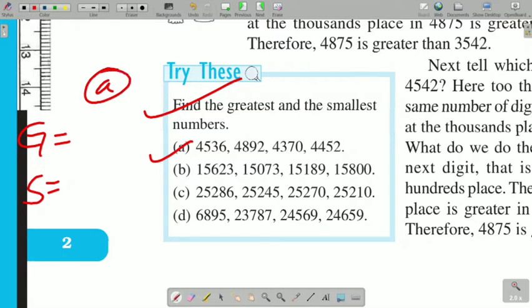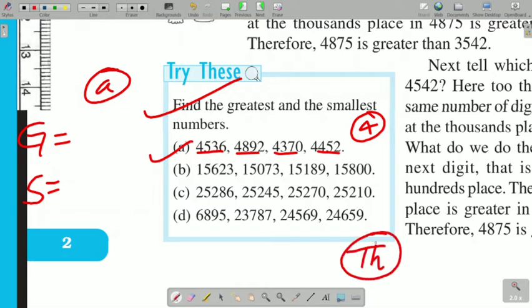Okay, now here is 4 digits, 4 digits, 4 and 4. All the numbers in row A, they have 4 digits. So in this way we can't compare. So what we will do? Now check their thousands place. Thousand place means fourth place. So here is 4, here is 4, here is 4, here is 4. So we can't compare in thousand place.